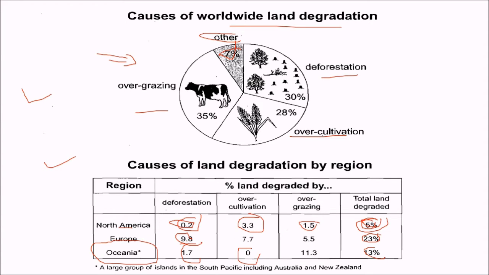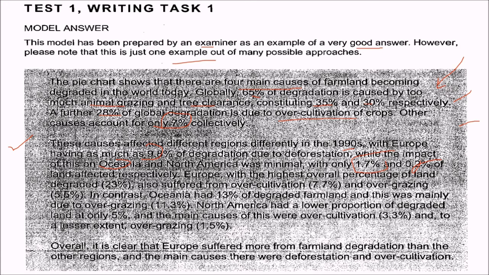And we can also do this for other values. Europe, with the highest overall percentage of land degradation, 23%, also suffered from overcultivation, 7.7%, and overgrazing, 5.5%. In contrast, Oceania had 13% of degraded farmland, and this was mainly due to overgrazing, 11.3%. North America had a lower proportion of degraded land at only 5%, and the main causes of this were overcultivation, 3.3%, and to a lesser extent, overgrazing, 1.5%.